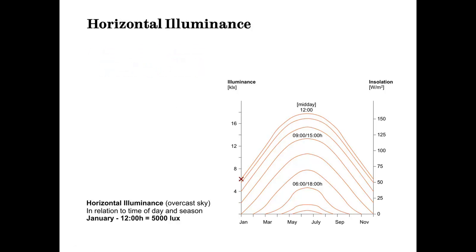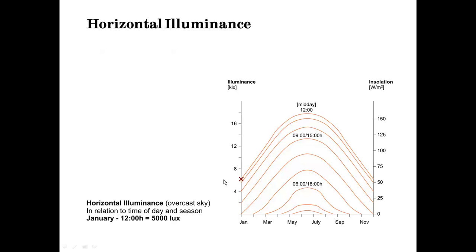So let's have a look at a few examples. Across the bottom on this graph we have the months of the year. So here we have January, and if we follow the midday line, so this red line is following 12 noon, our horizontal illuminance, the graph is telling us, is about 5,000 lux.